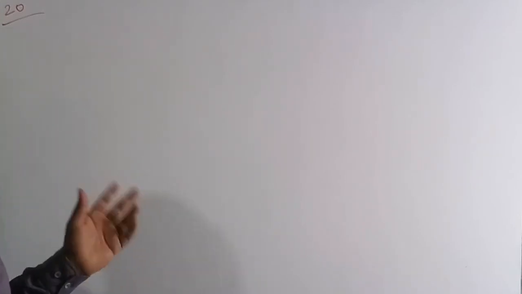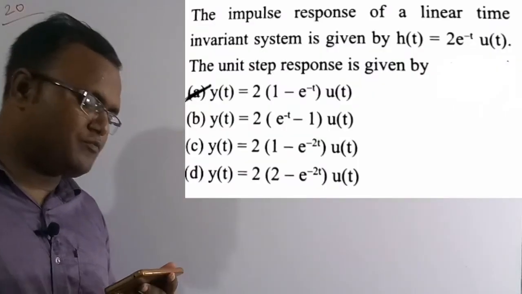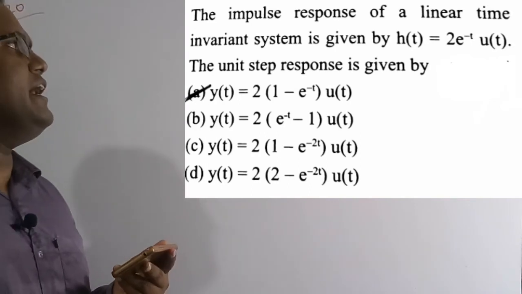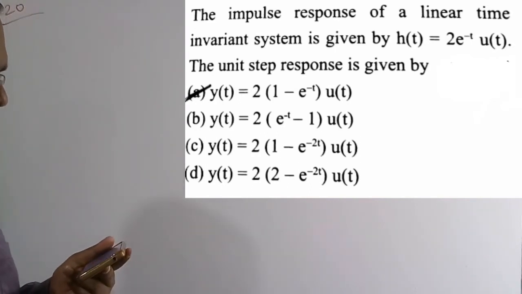Now we are going to solve the last question of this lecture, question number 20. See the question here. The impulse response of a linear time invariant system is given by h of t is equal to 2 into e to the power of minus t u of t.